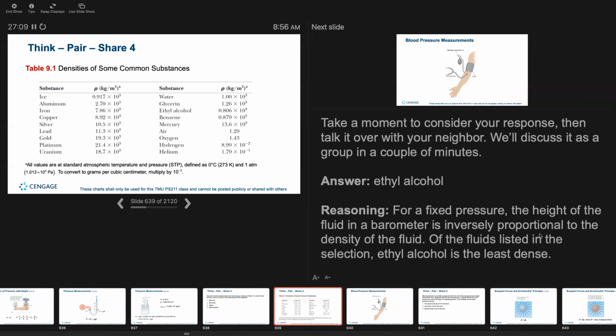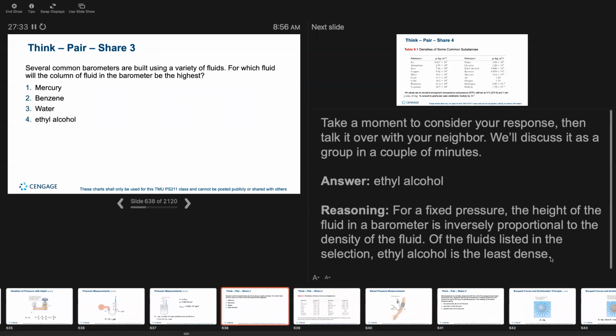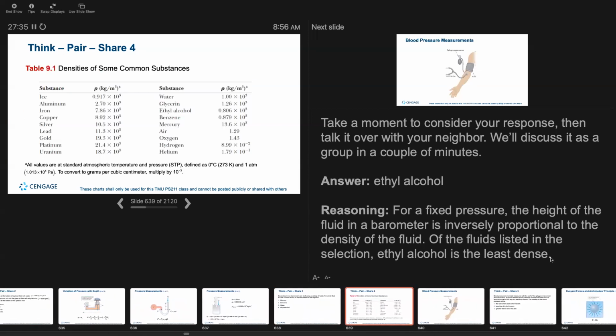And so we have this table of densities of some common substances, and for a fixed pressure, the height of the fluid in a barometer is inversely proportional to the density of the fluid. Of the selection, ethyl alcohol is the least dense. And so hopefully this table will be something you can refer to later and helps us to answer this question in more detail.